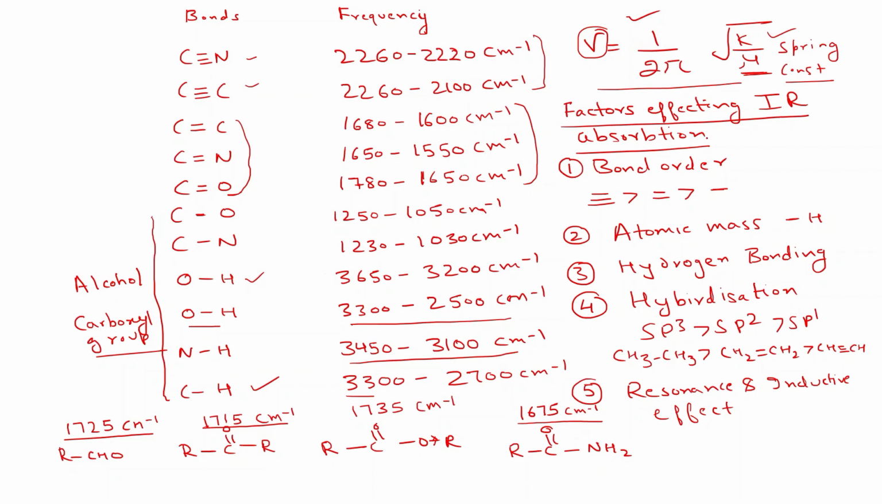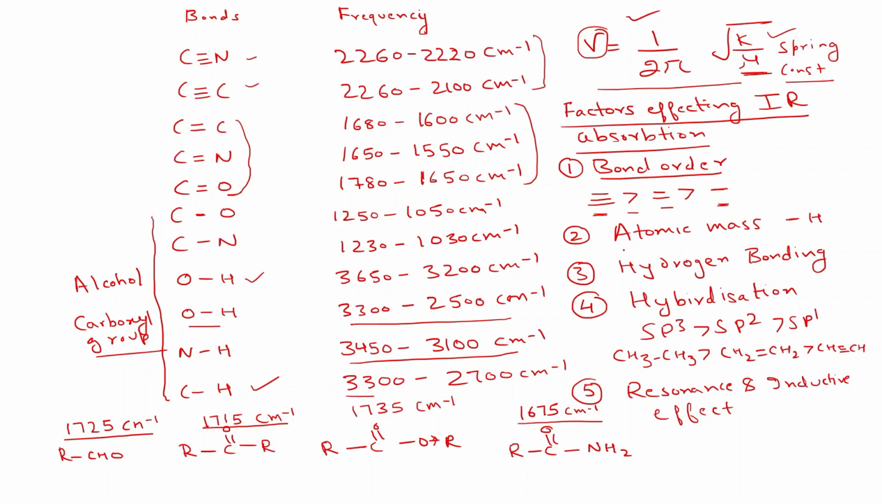Now we see what are the factors which affect the IR absorption. There are some factors we will quickly discuss. We already know them, but we will quickly cover them. One is bond order. The higher the bond order, the more is the strength of the bond. So a triple bond has a higher bond order, that is, a higher force constant, spring constant, and therefore a very high frequency. That we have seen here also. Then compared to the double bond, then compared to the single bond. A single bond has a lower spring constant, lower force constant, so it will vibrate at a lower frequency. That we can see from here.